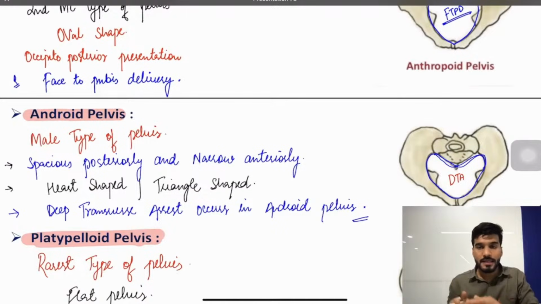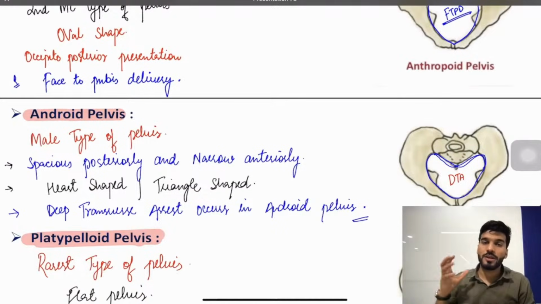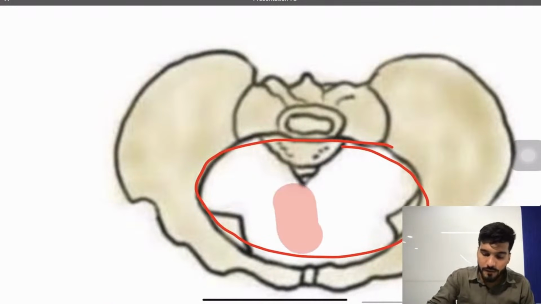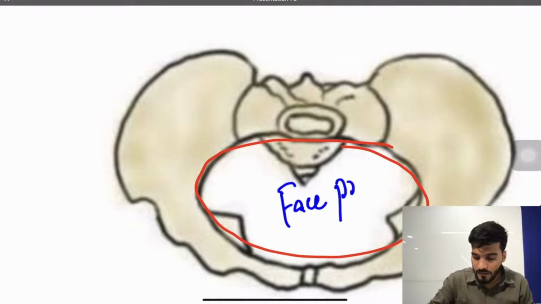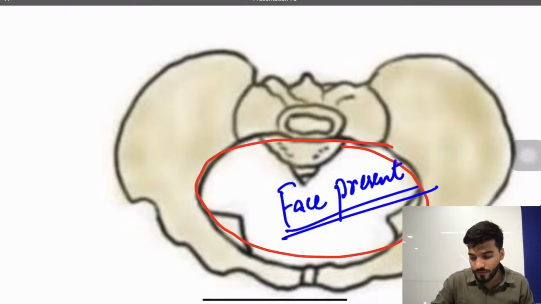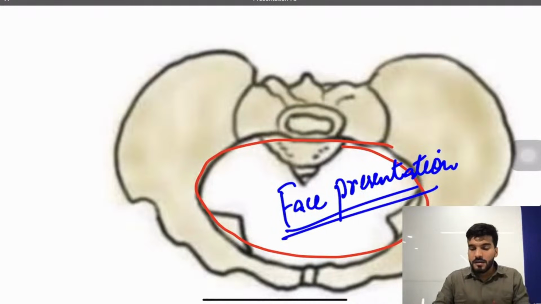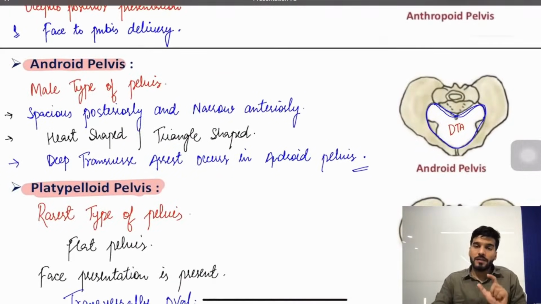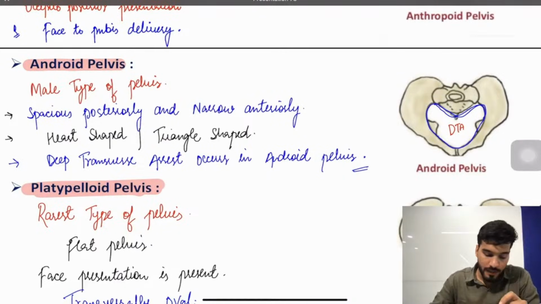From the posterior it is spacious, that's why it is partially rotating, but after some time it gets stuck, which is called deep transverse arrest. We manage it with the help of forceps, and it is best managed by cesarean. And the last one is platypelloid pelvis, which is the rarest type, having a face presentation associated. So you can write here: face presentation. That's all. So rounded, oval, triangular, transversely oval shaped pelvis.